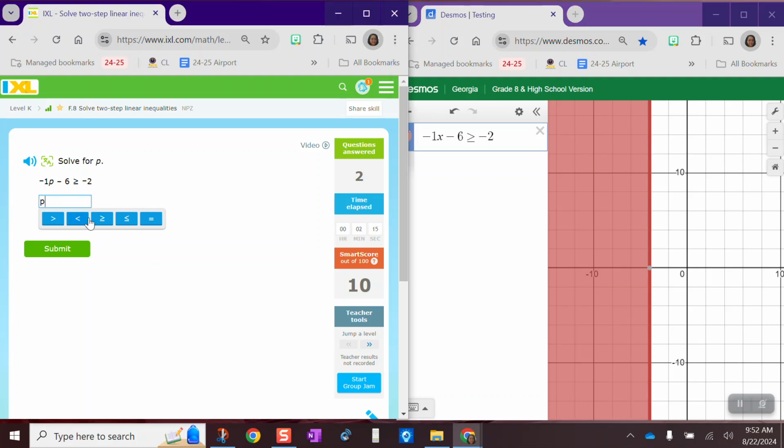Much better. Less than or equal to, what do you say? -4. So what do you guys think? Piece of cake? Yes. Okay.